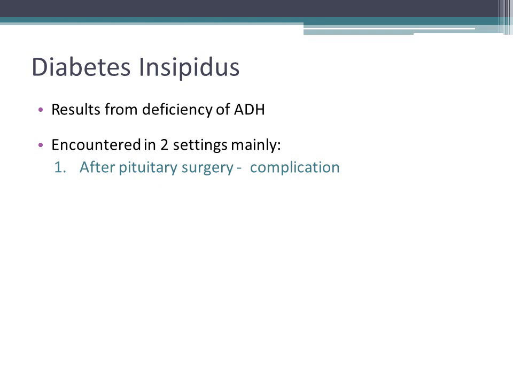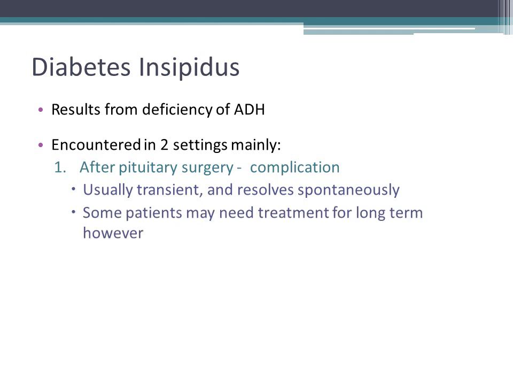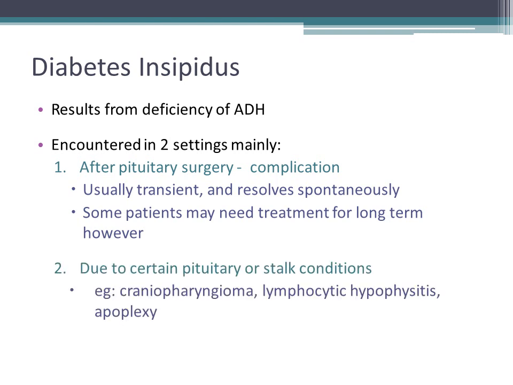We mainly encounter diabetes insipidus in two settings: after pituitary surgery, which is considered a complication, but most of the time it's transient and resolves spontaneously a couple of days after surgery. However, in some patients it might persist, and the patient would require long-term treatment with desmopressin. The second situation where we typically expect and see diabetes insipidus is in cases of craniopharyngioma, lymphocytic hypophysitis, and pituitary apoplexy. And remember, microadenomas per se do not present with diabetes insipidus except rarely, so that's something to keep in mind.